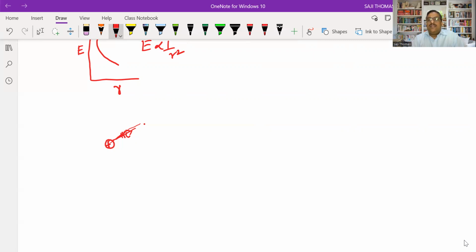What is the shape of the electric field lines? It can be straight lines or curves. It will be straight lines when charges are isolated: for an isolated positive charge, it will be straight lines; for an isolated negative charge also. There should be only one charge. But when there is more than one charge, it will be curves.